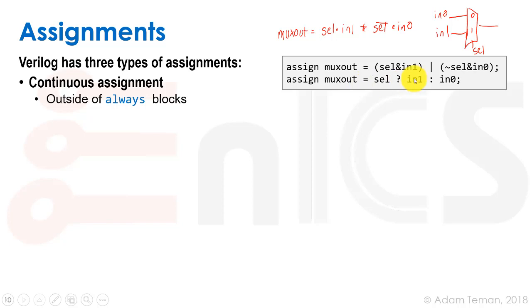We can describe that with this ternary operator, which is a nicer way to write the same thing. Assign mux out: if sel equals 1, then we output in1, else we output in0. So this is equivalent to writing if sel, then mux out equals in1, else mux out equals in0. It's just a short and nice notation.